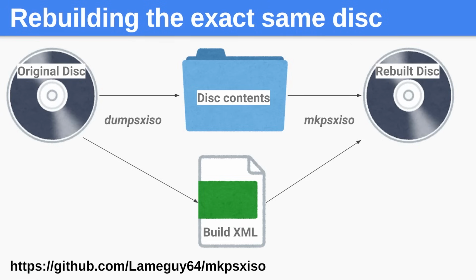First, we run the original disk image through dumpsxiso. That'll dump all of the files that are on the disk, but also create this build XML file. That build XML contains all the instructions to rebuild the disk after we have made the changes to it.